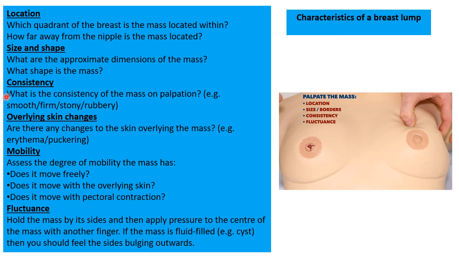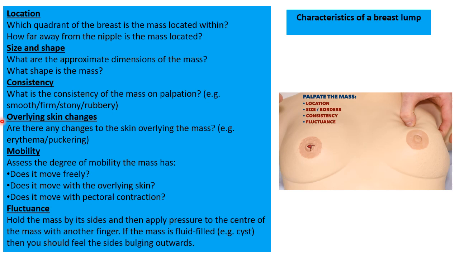Consistency can be divided into smooth or soft, firm, stony hard, and rubbery. You can categorize into any of these categories. Basically, it is soft, firm, and hard. When it's stony hard, it suggests it is most likely a malignant lesion. Most malignant lesions are very hard in consistency.